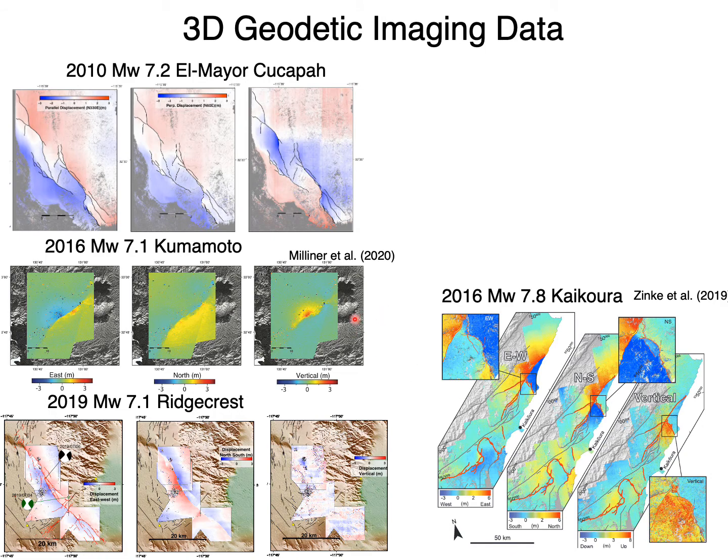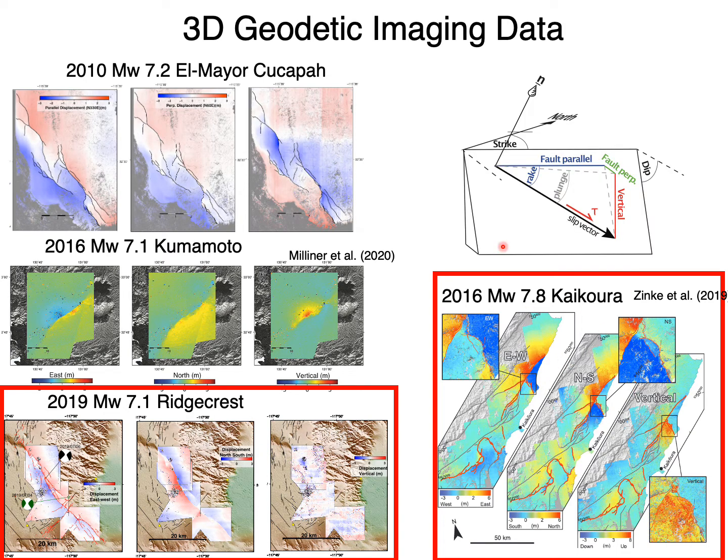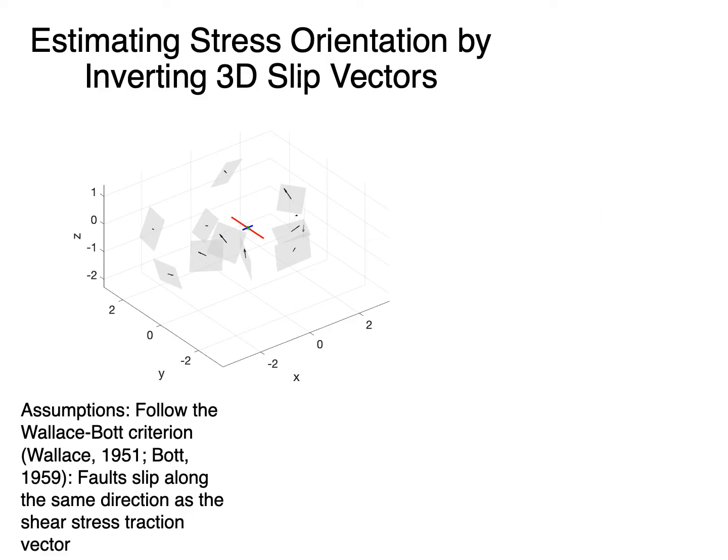So we have displacement measurements for 4 different earthquakes, but I'm just going to concentrate on the 2019 Ridgecrest earthquake that happened in the Eastern California Shear Zone in California, and the Kaikoura earthquake that happened on the South Island of New Zealand. And so the way we measure the slip vector is from each of these 3 displacement maps, we measure the fault parallel, perpendicular, and vertical component motion to then get the full 3D slip vector.